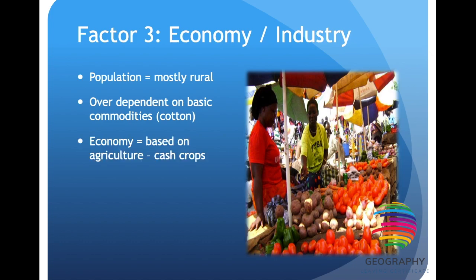So the economy, again, as I just said, is based on agriculture, and it's based on cash crops. Cash crops basically are food that are sold for market use, okay, so sold for a profit. If cotton, cocoa, coffee collapse on the global market, well, their economy collapses also.